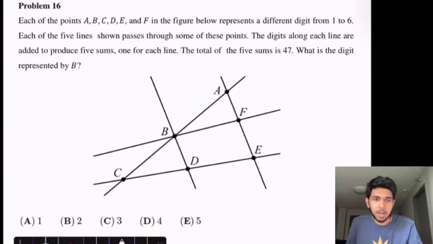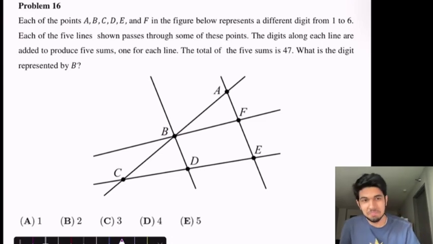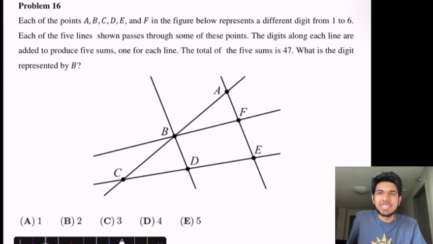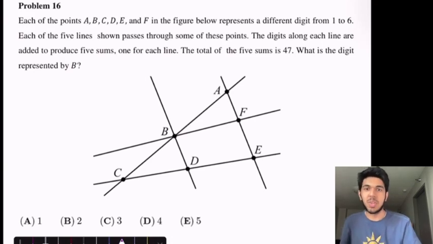Cool. All right, so now we're at question 16, which looks like a geometry question. Each of the points A, B, C, D, E, F in the figure below represents a different digit from 1 to 6. Each of the 5 lines shown passes through some of these points. The digits along each line are added to produce 5 sums, one for each line. The total of the 5 sums is 47. What is the digit represented by B?